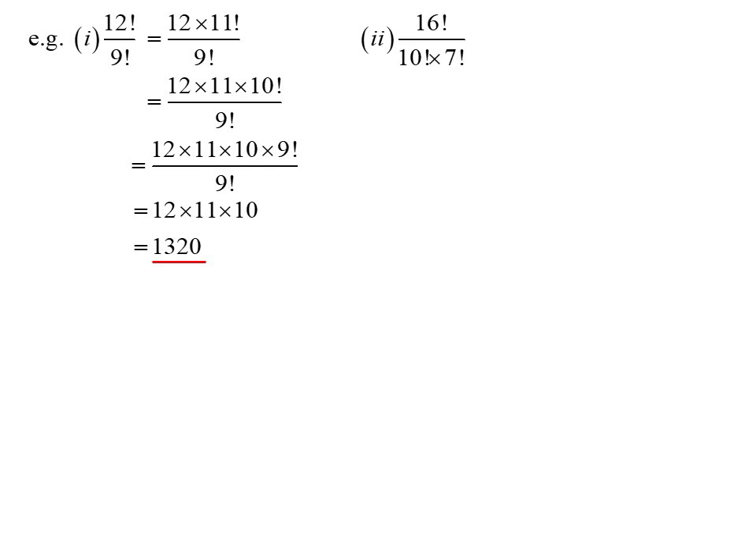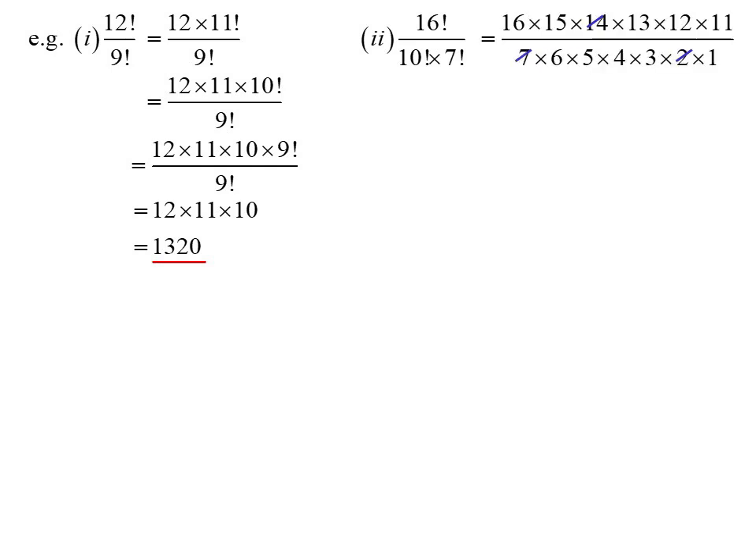16 factorial over 10 factorial times 7 factorial. Well, if I'm going to roll it out, I'll roll it out to the biggest one. So 10 factorial is what I'm going to cancel. And that leaves me with 16 all the way down to 11 on the top. The 7 factorial is still on the bottom. And that's where we get to do some cancelling.